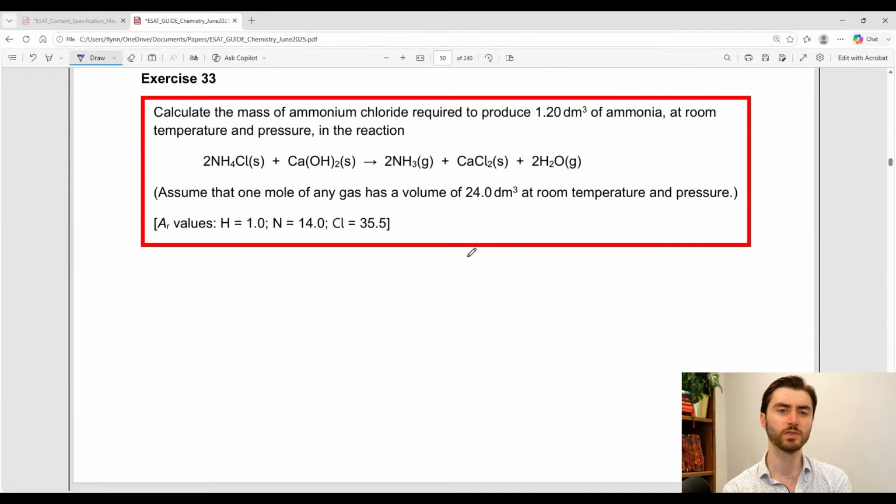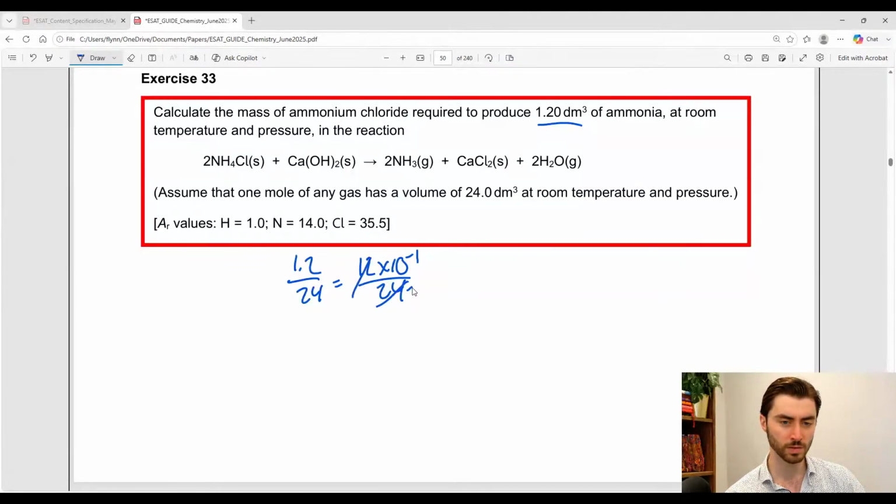Here, calculate the mass of ammonium chloride required to produce this volume of ammonia, temperature and pressure. This time we actually do need to calculate the number of moles. So 1.2 over 24 is 12 times 10 to the minus 1 over 24, which cancels 2. So it's 1 over 20, it's 0.05 moles of ammonia.